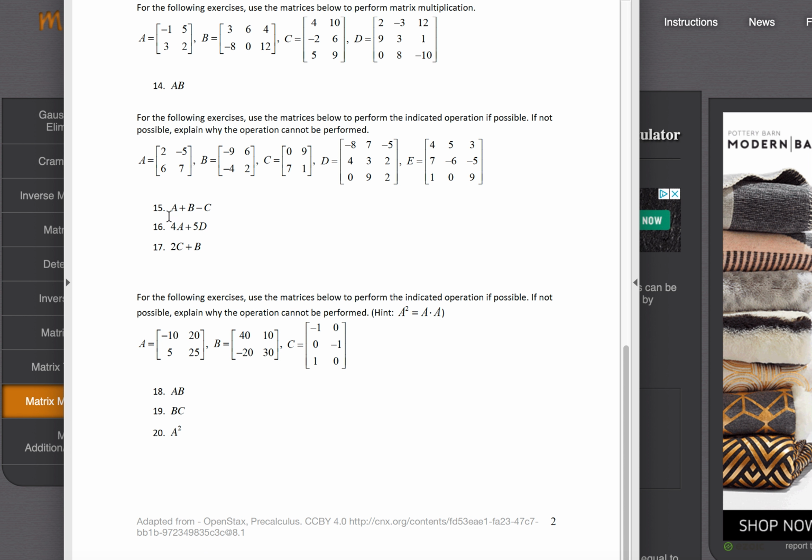Here, I'm just doing the same operations, A plus B, so you're going to add them together. And once you get that answer, you're going to subtract C from there. So these are a little more involved. They have 3 steps, but it's still the same principle. And then in 18 through 20, again, you have the matrix calculator to use. So these should be really straightforward.